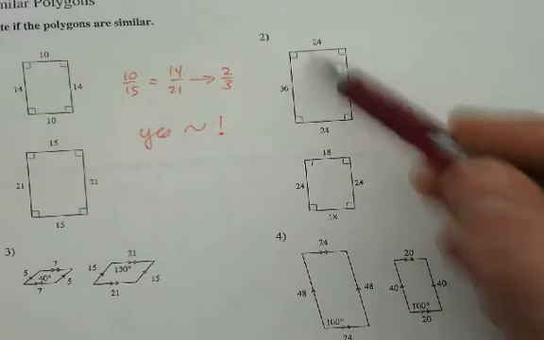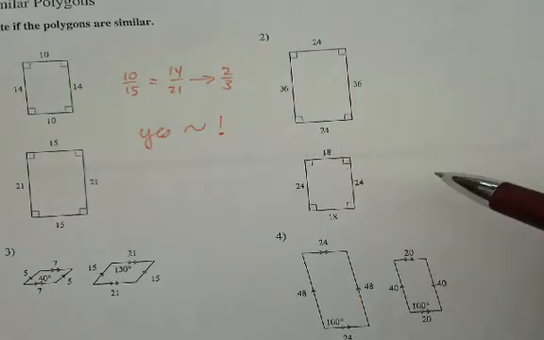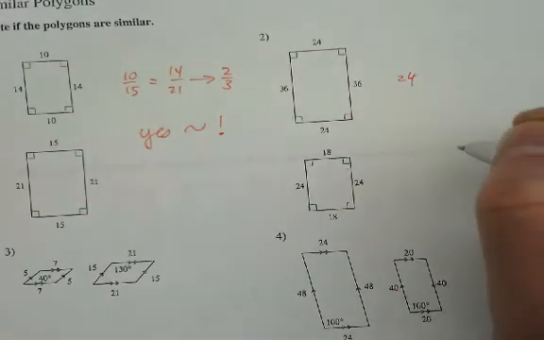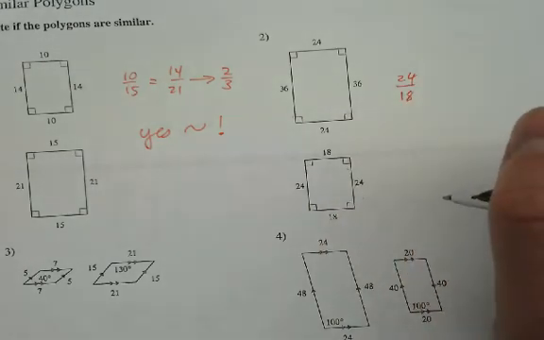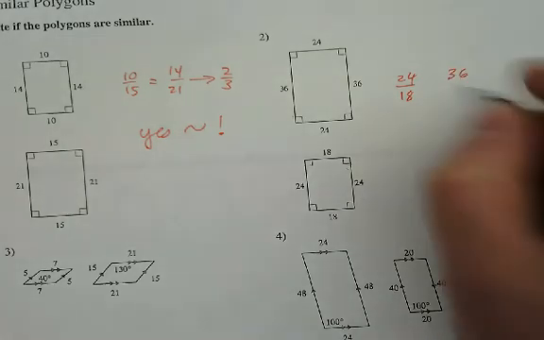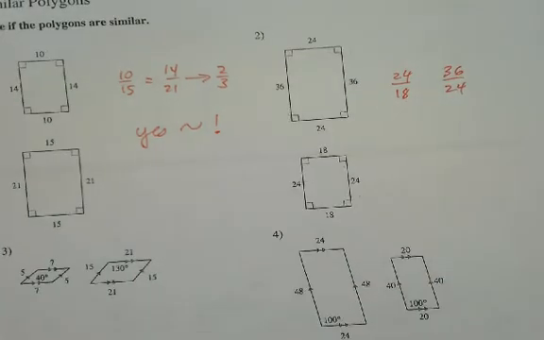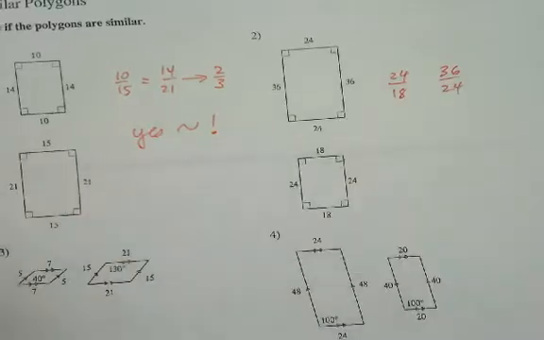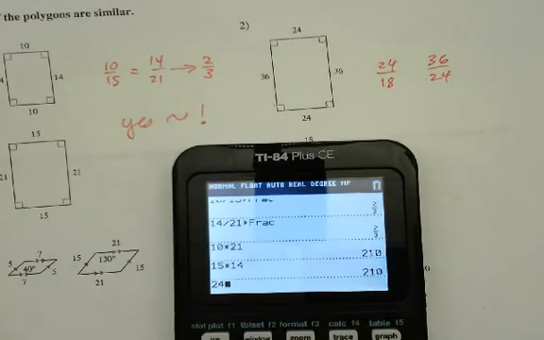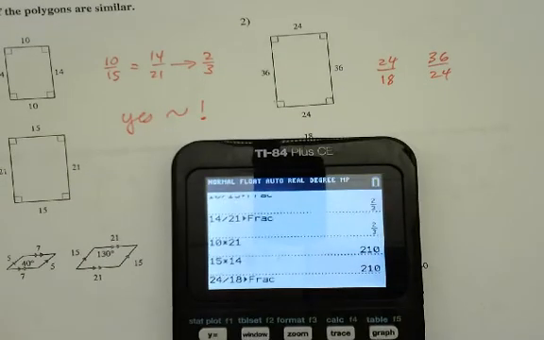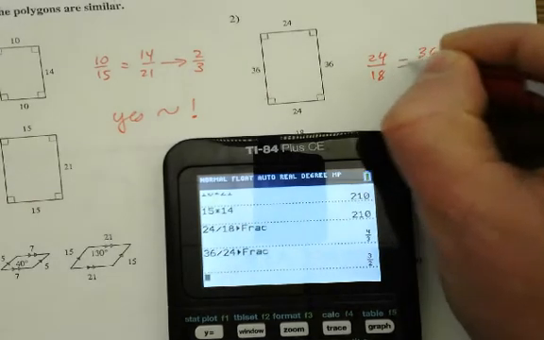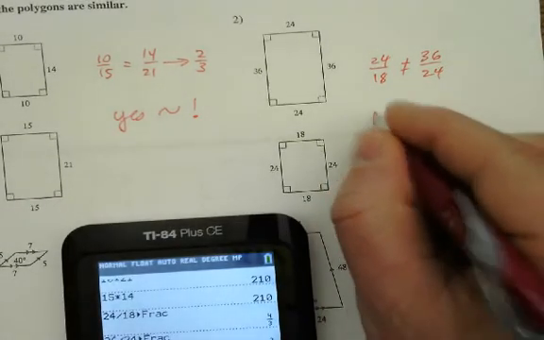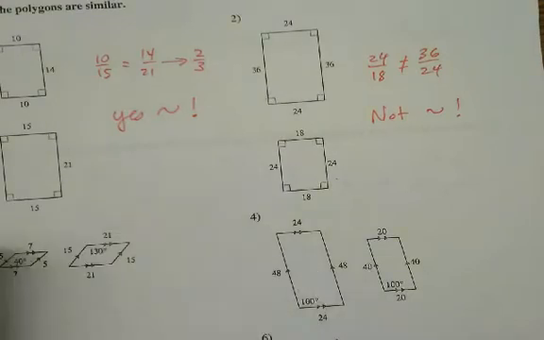Okay? Number 2, all of the angles are right angles. The 24 is smaller than 36, so I'm going to put the 24 with the 18. I'm going to put the 36 with the 24 from this shape. Are these the same? Let's see. I get 4/3. 36 to 24 is 3/2. These are not the same. So these are not similar.